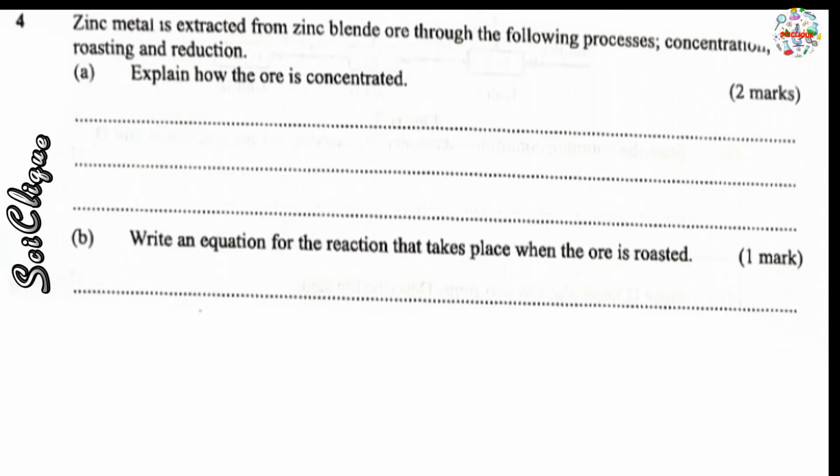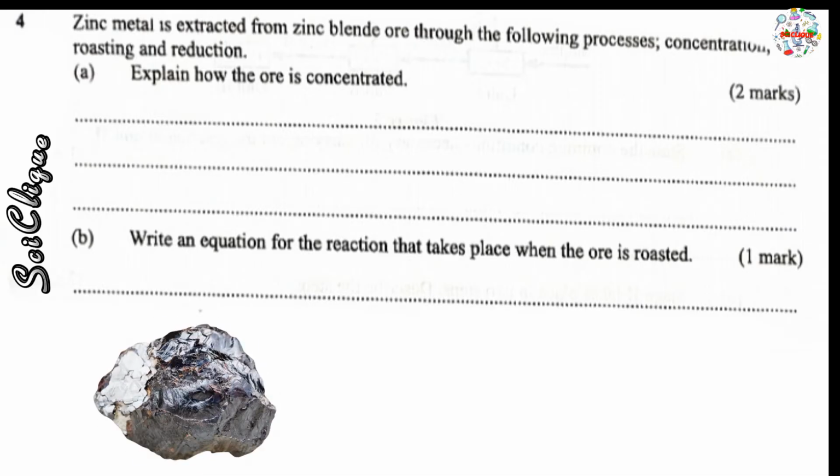Now, if you want to have a head start on revision of this topic, be sure to check out my videos on Cyclic, where I discuss in detail about their extraction. Now, coming back to the question, we are being told that zinc metal is extracted from an ore known as zinc blende. Zinc blende is simply zinc sulfide.